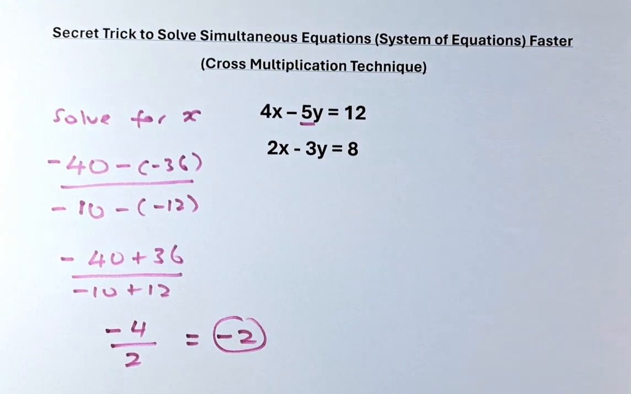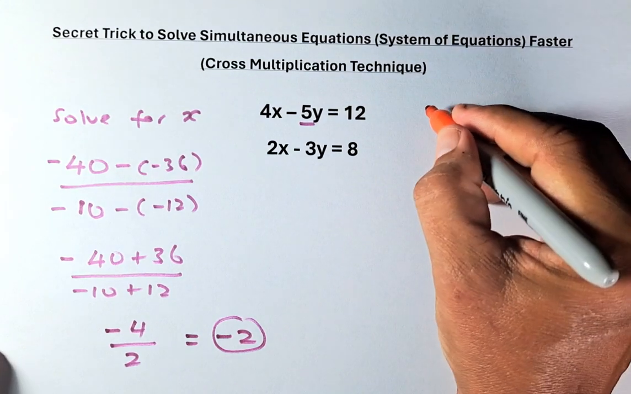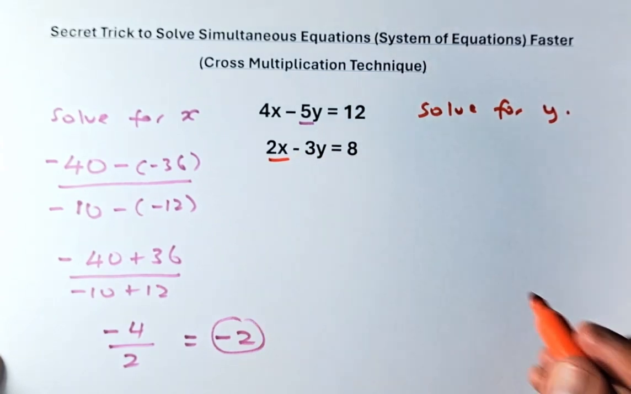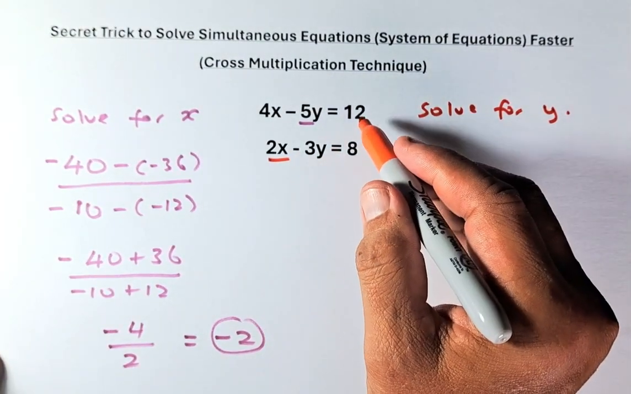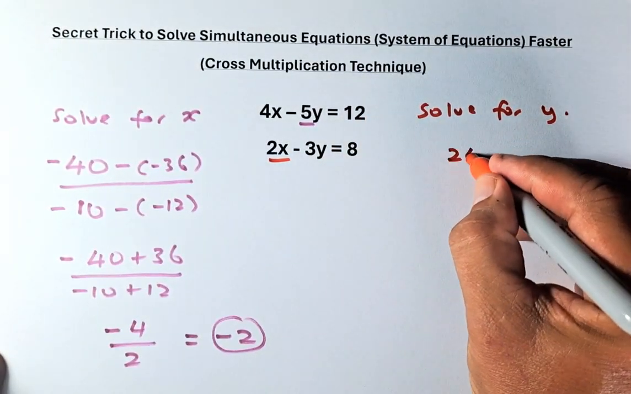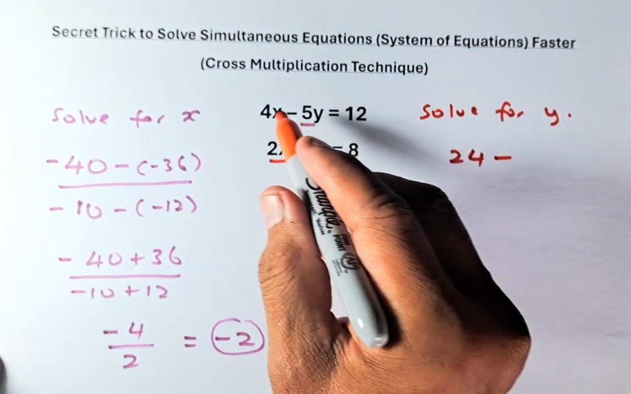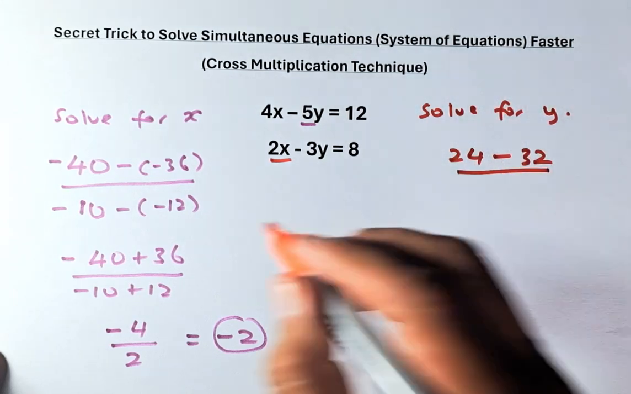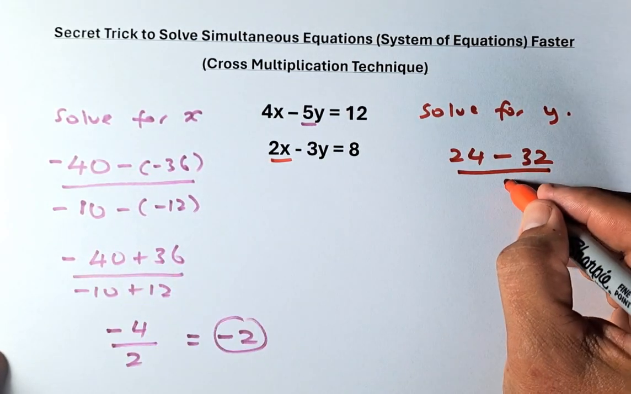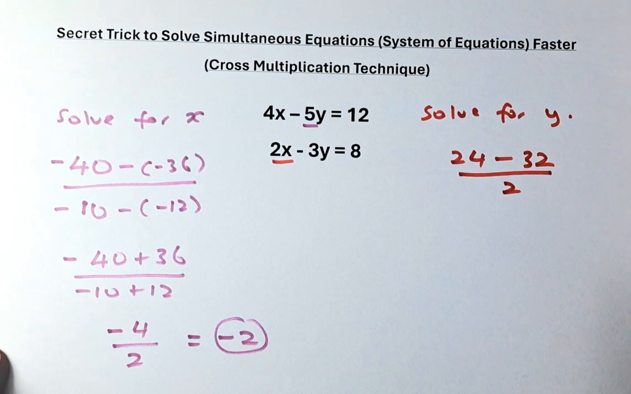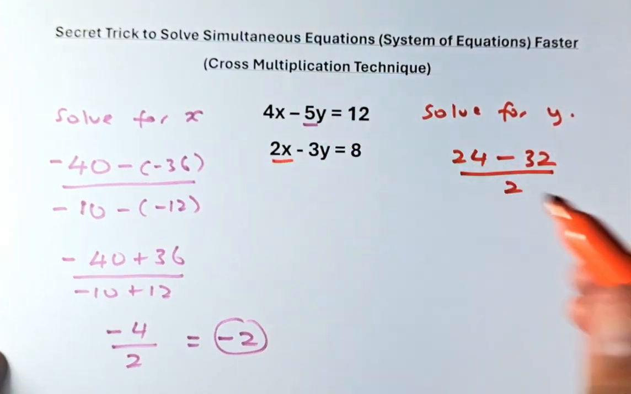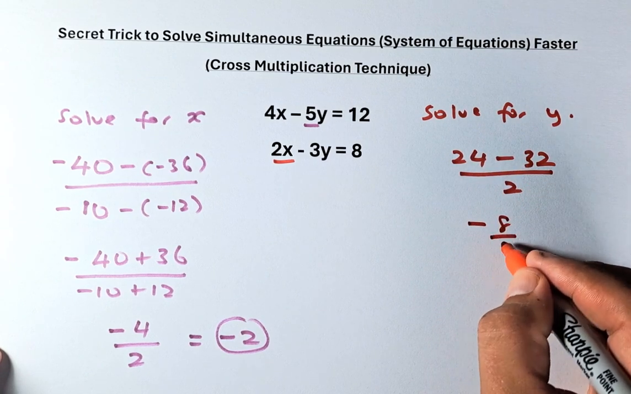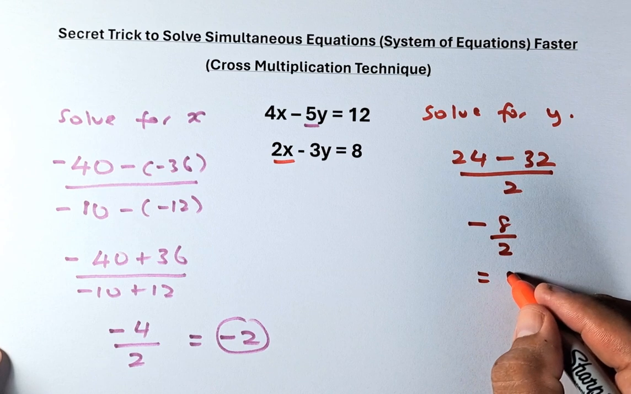Similarly, on the right hand side, we're going to solve for y. This time we're going to make x the pivot. So 2 times 12 is going to be 24, minus 4 times 8, which is 32. And the denominator is going to be the same, minus 10 plus 12. And you're going to solve it. 24 minus 32 is going to be minus 8, over 2. And the answer is negative 4.